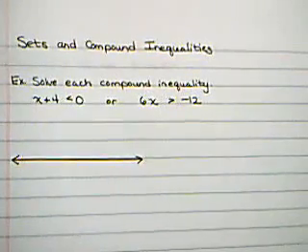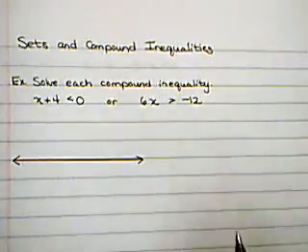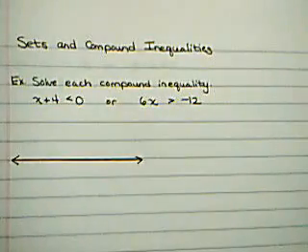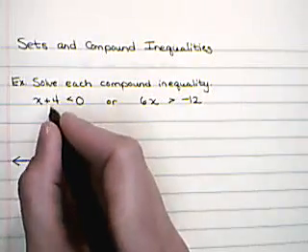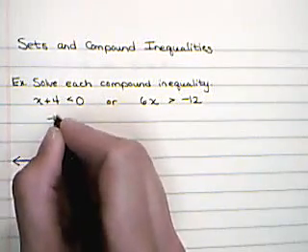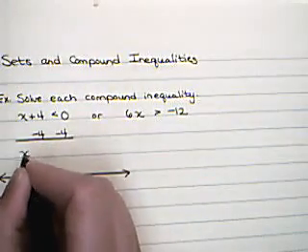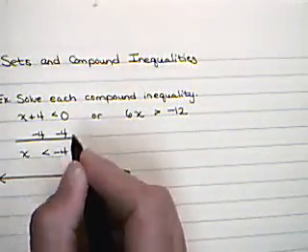This lesson is going to discuss sets and compound inequalities, not only solving these, but also graphing these and writing them in interval notation. So when looking at inequalities, solving these for x, to be able to solve this first inequality, we would need to subtract 4 from both sides, and then we would have that x is less than negative 4.